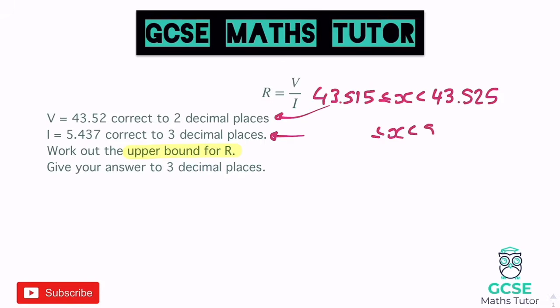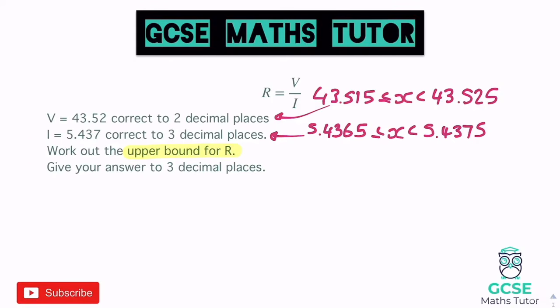So stick a 5 on the end for the upper bound, 5.4375. And for the lower one, 5.43, drop the 7 to a 6, and stick a 5 on the end. And there we go, there's our upper and lower bounds of V and I.